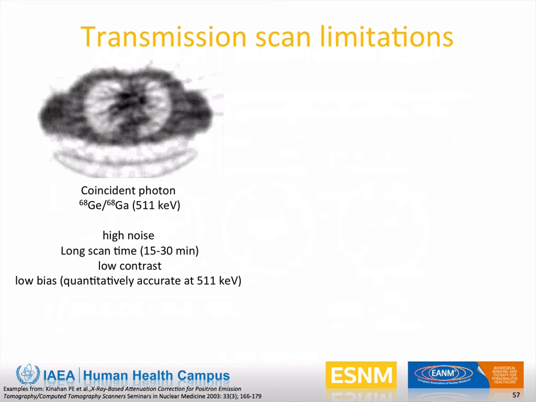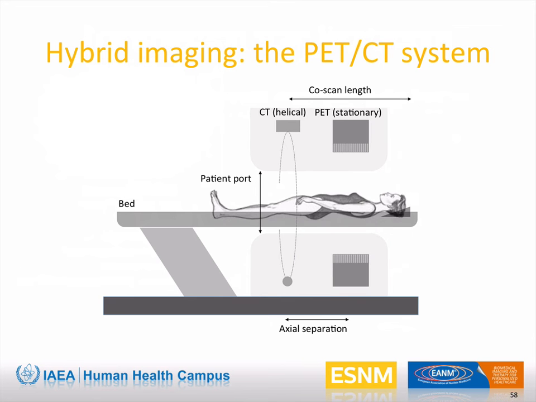Before the advent of PET-CT systems, almost all clinical PET systems were featuring some sort of transmission scan technique based on radioactive sources to perform attenuation correction. Now let's analyze how the advent of PET-CT systems changes PET.